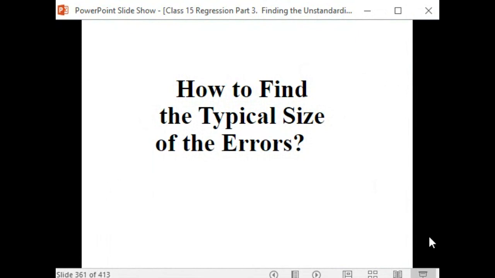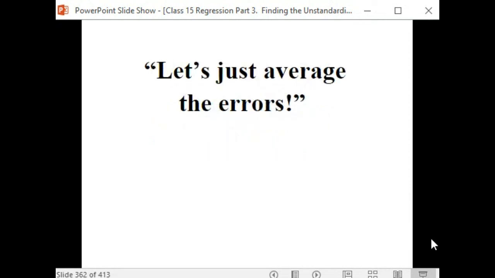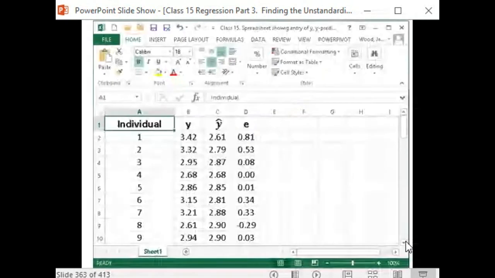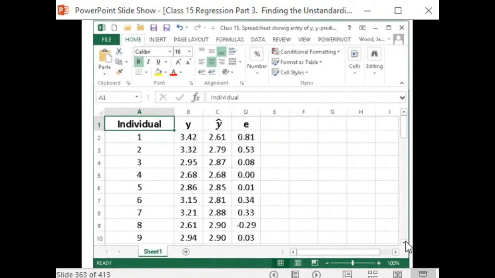Now, once we've calculated the error for each of the 700 students, we'll want to find the typical size of the prediction error. For some students, the error is small. For other students, the error is big. But if we know the typical size of the errors, that gives us an idea how far off the predictions usually are. Now, how do we find the typical size of the errors? One idea is that we could just average the errors. That is, we could take all the numbers in the column marked E and calculate their mean.